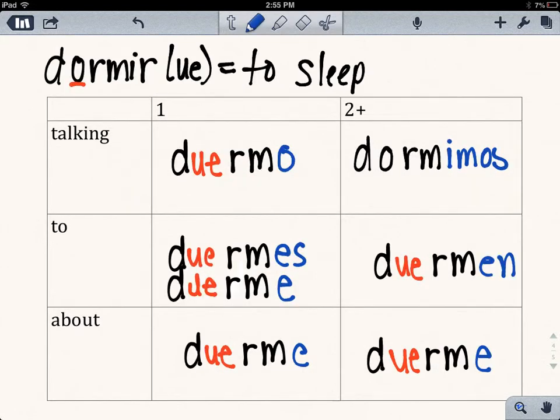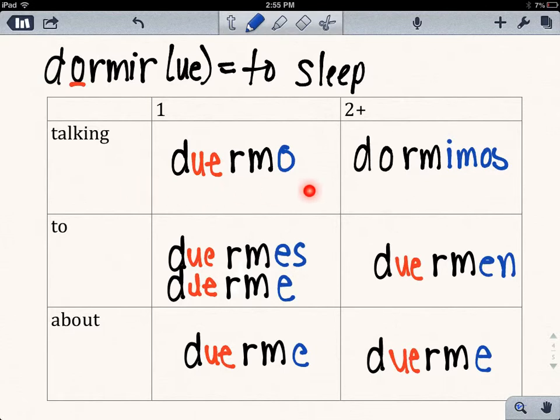Our next verb that changes from o to ue is the verb to sleep. We already know a verb that means to sleep. No, not really to sleep. It means to rest. And it also starts with the same letter, the d. See if you remember what that verb is. So let's look at the conjugations.